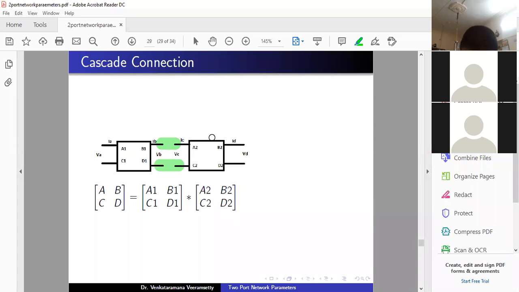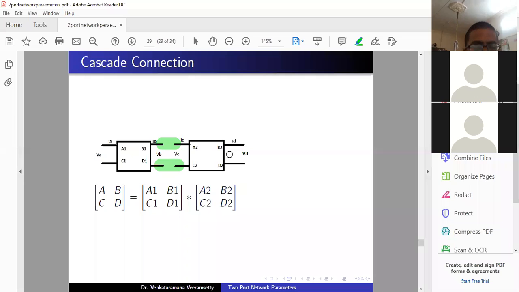So now this is the equation. That means if we know the ABCD parameters of the first two-port network, and if we know the ABCD parameters of the second two-port network, and if we multiply these two matrices, we will get the ABCD parameters of the final two-port network which was formed by cascading connection of these two. I hope you understand. Right?